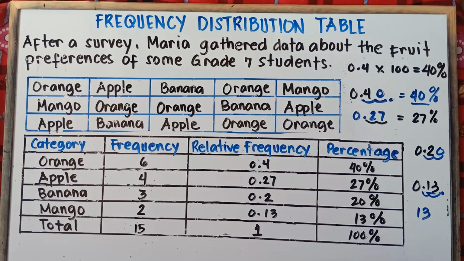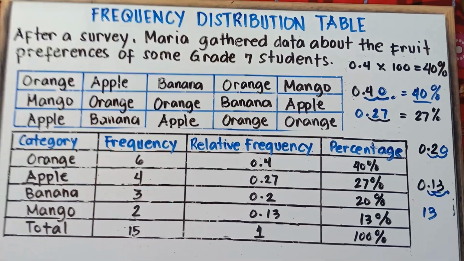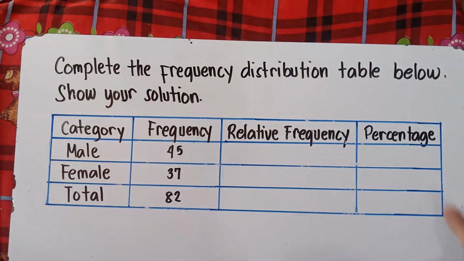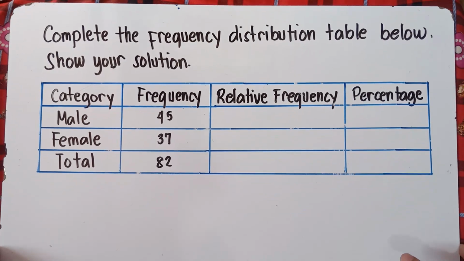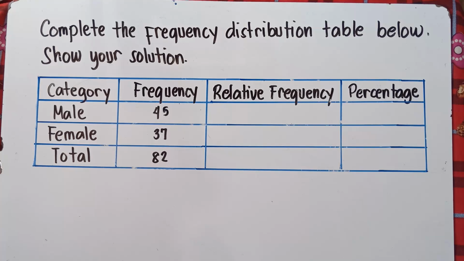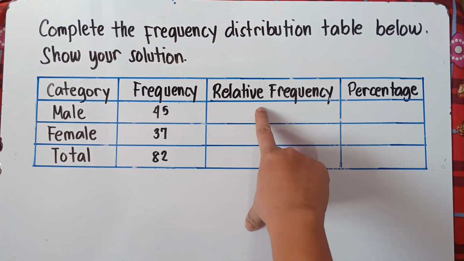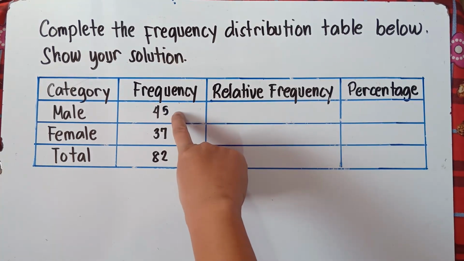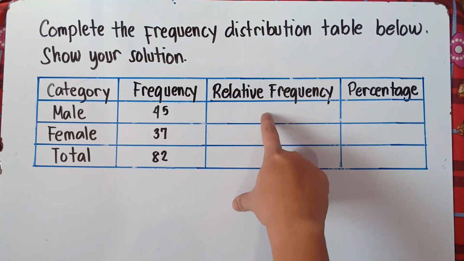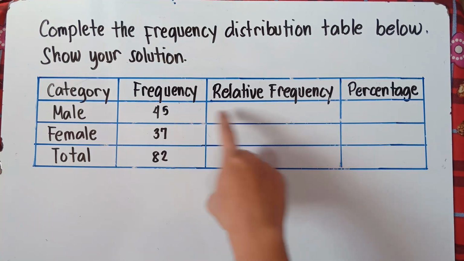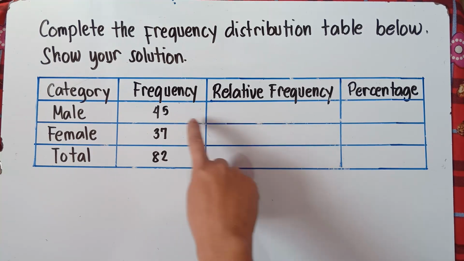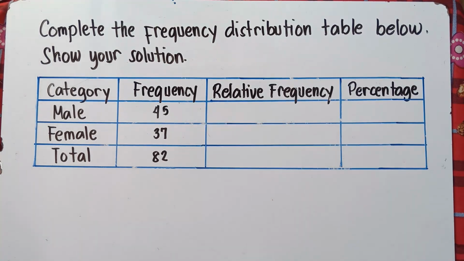Alright, so let's have this one, example number 2. Once again, we're going to complete the frequency distribution table below, and we're told to show our solution. To get relative frequency, we have the given frequency, that would be 45. The relative frequency is the frequency in this particular class, 45, divided by the total.